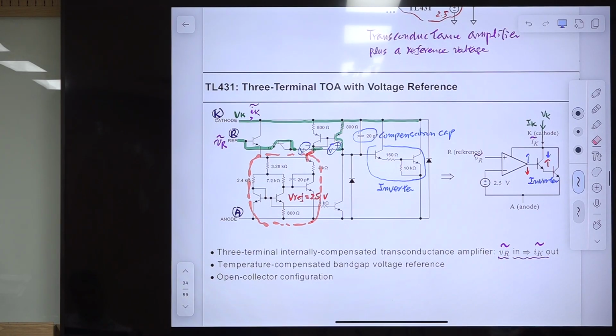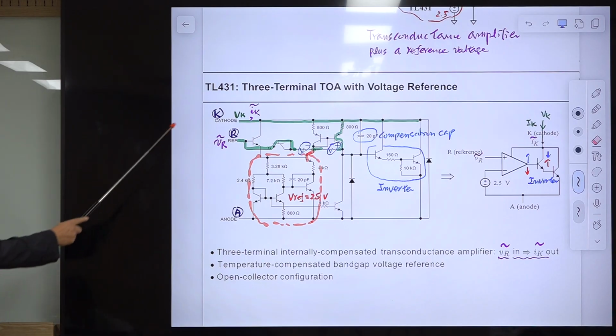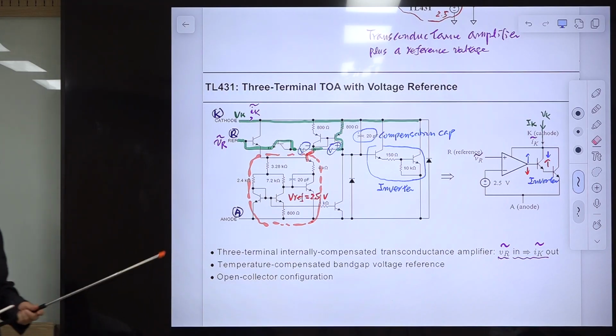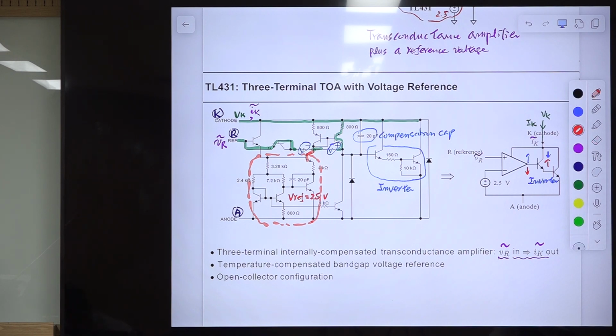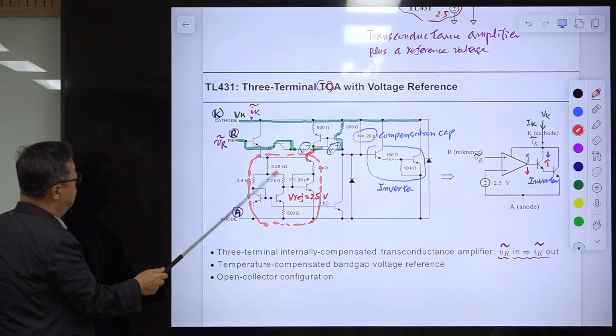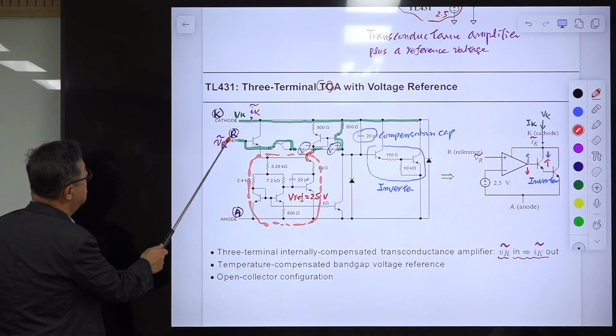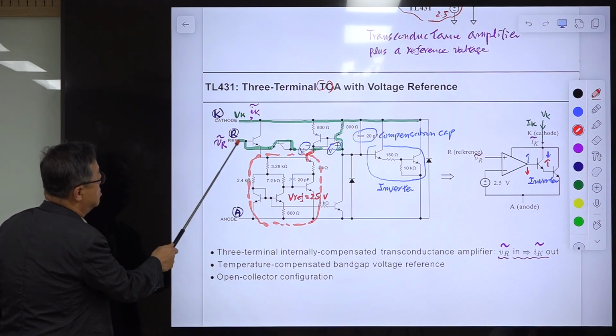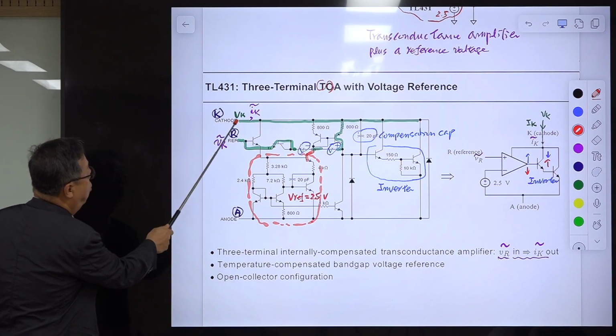This is the internal diagram of the TL431 operational transconductance amplifier. Okay, a very simple device, but a very smart device. We only have 3 terminals: anode, reference, and cathode. This is the difference from the reference voltage. This is maybe the non-inverting input voltage, and this is the cathode.